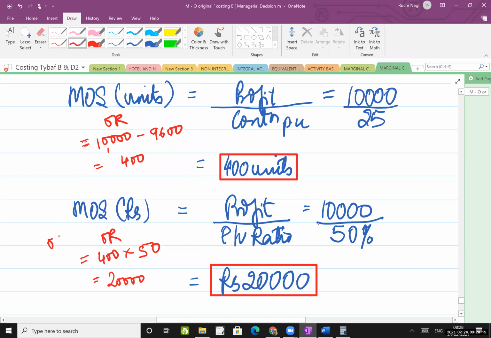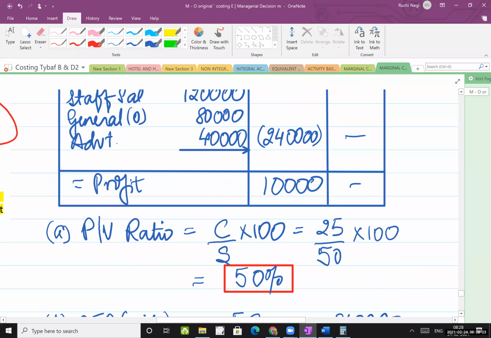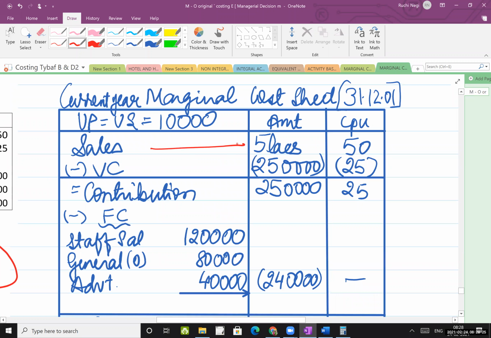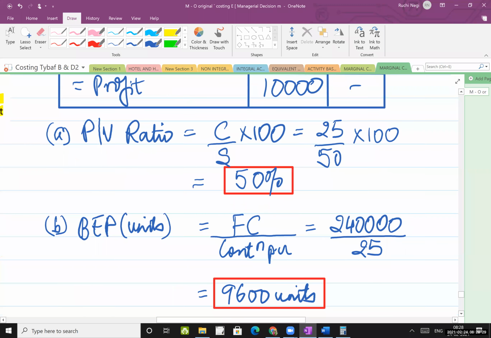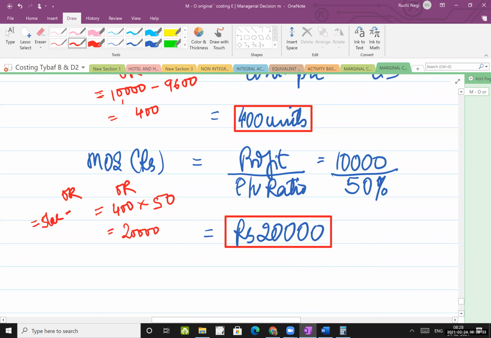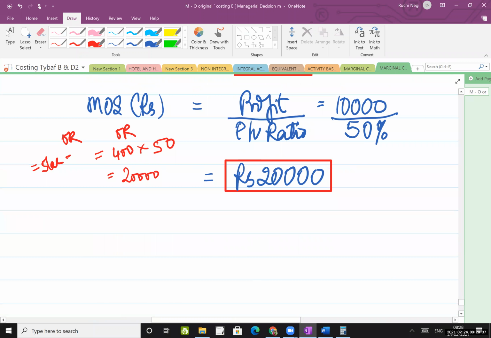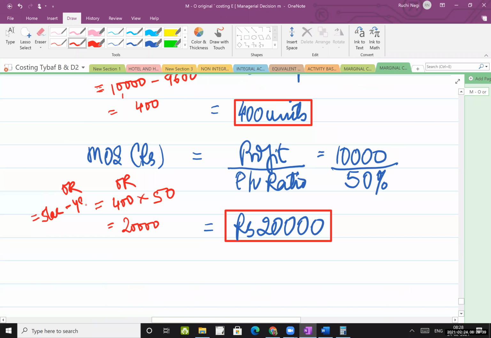MOS का और एक फॉर्मूला है, 3 फॉर्मूले हैं, तीनों बताती हूँ. Actual sales कितना है? 5 लाख. कहाँ से मिला? ये रहा actual sales 5 lakhs. So actual sales 5 lakh minus BEP sales कितना था? 4 lakh 80. कितना हुआ आंसर? 20,000.